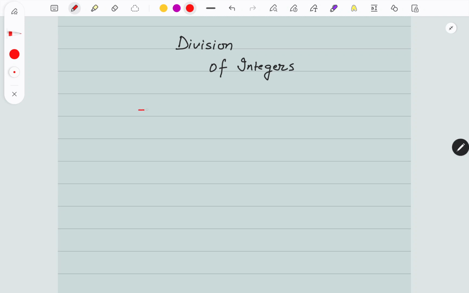Let's start. Minus 240 divided by plus 12 will give us minus 240 by plus 12. Minus and plus will give us a sign of minus here, and 240 by 12 is 20. So using the same rules, we were able to reach the answer quite quickly.